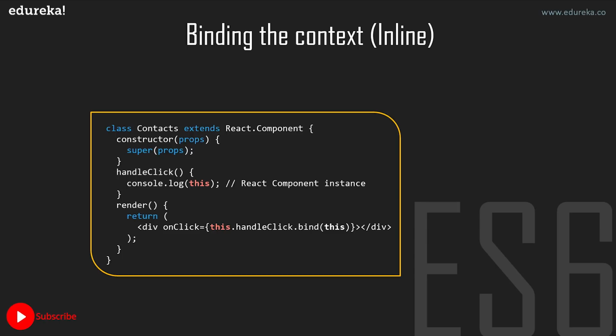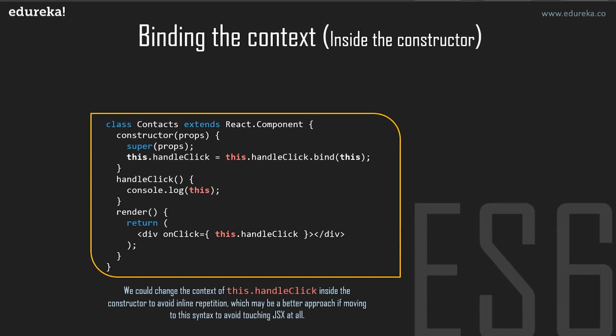So as you can see here, there is a class which extends from React.component, because this is a syntax which is used in ES6. Then we have a constructor and props in the super keyword. If you see here, div onClick equal to this.handleClick.bind. So the context is bound inline in ES6 standard.